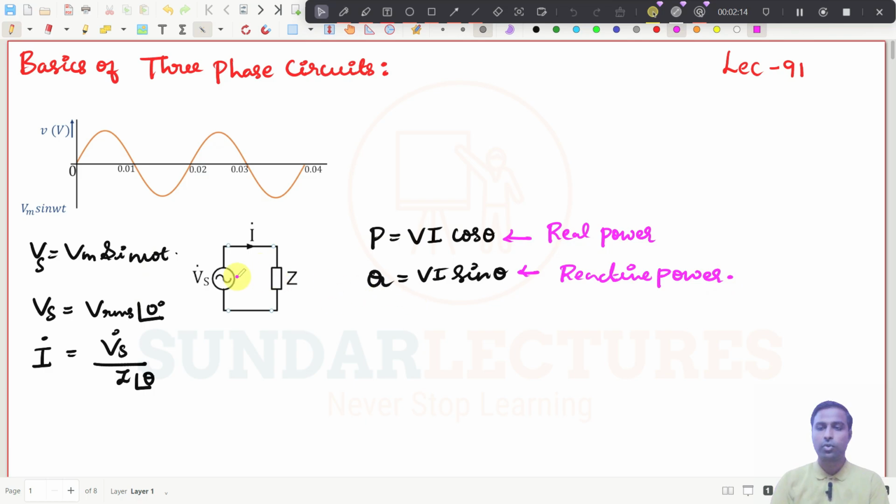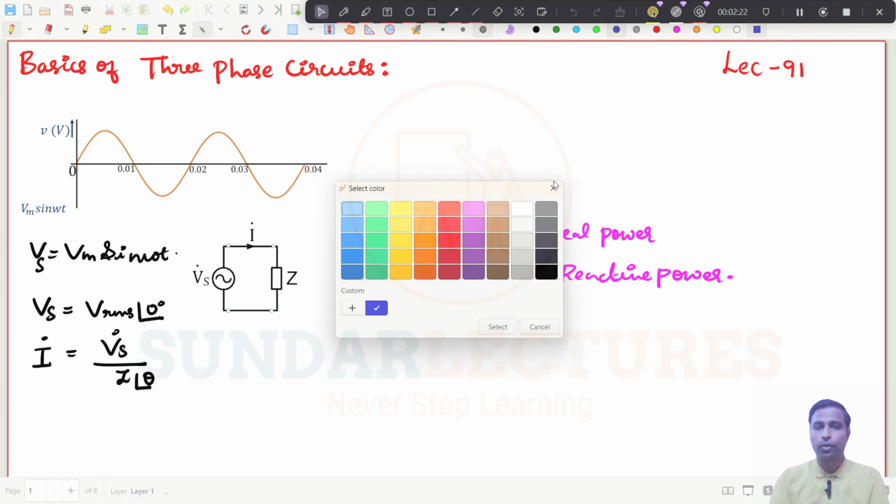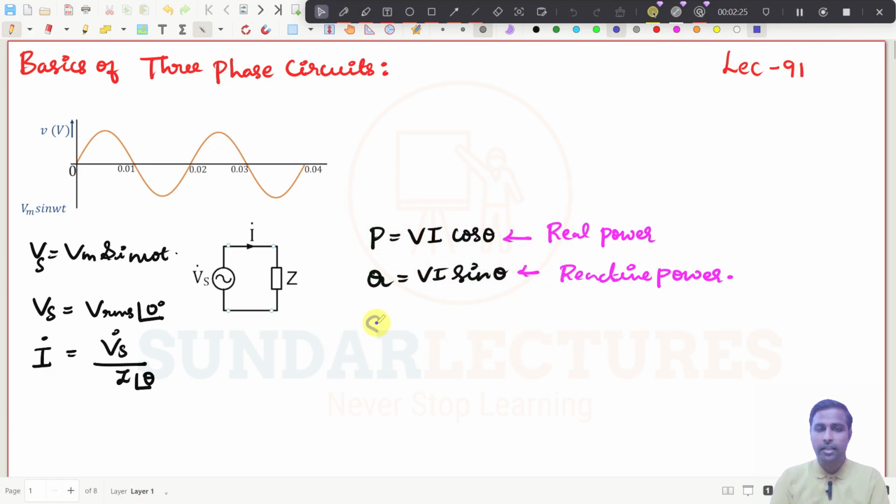Anyhow, I just want to tell you again what the basics of a single phase system are. And also we know what S is here. S is equal to P plus jQ. What is this power? This power is nothing but apparent power. We know this one, apparent power.